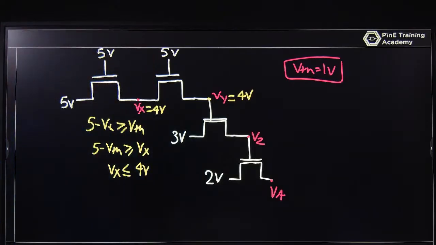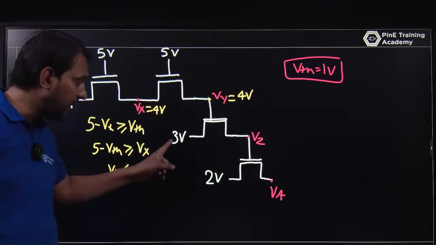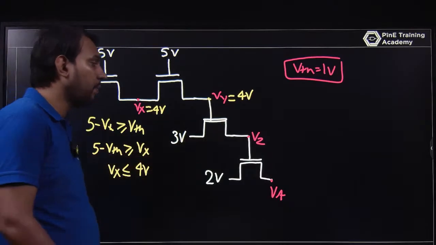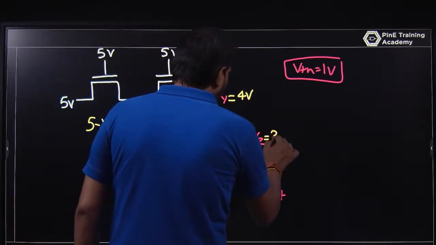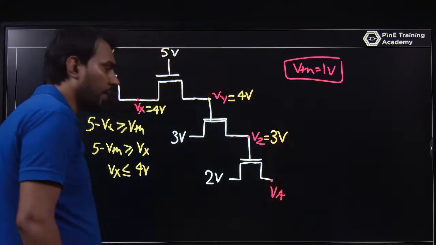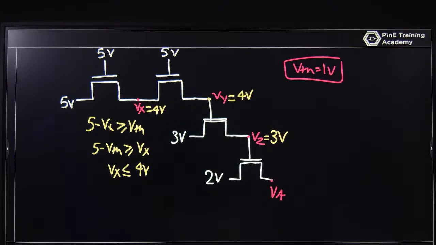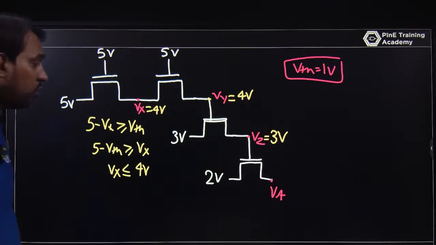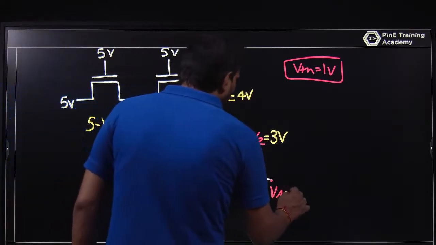4 minus Vth is greater than or equal to Vz, so Vz is 3 volt. Just check it, this is 3 volt. Okay, so it can be 3 volt. And 3 minus Va is greater than or equal to Vth. So Va is equal to 2 volt. The drain voltage is 2 volt. So Va is 2 volt.